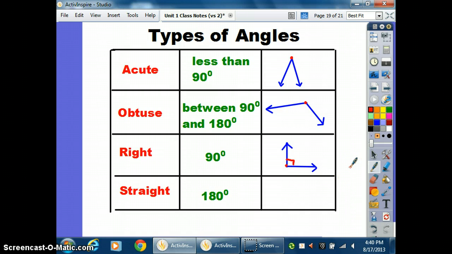Okay, and a straight angle. Now this one people forget sometimes. It just looks like a line. Let's again draw in the vertex. Okay, you can see it's 180. If you go up to here, that's 90, and then another 90, giving you 180.